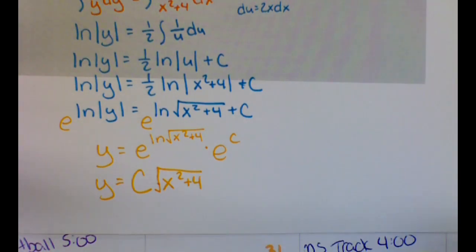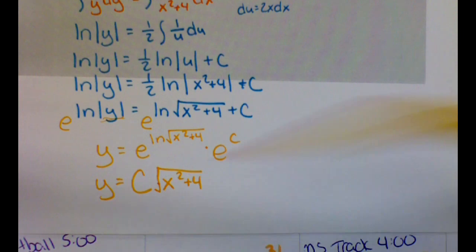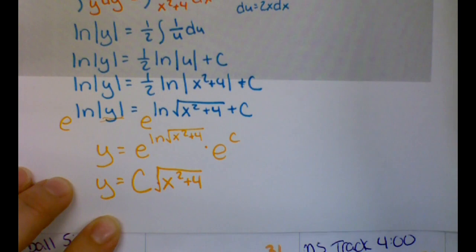Now the question might be, why did we drop the absolute value from right here on the y? Well, our c value could be positive or negative, so that really makes that absolute value unimportant because c is going to absorb that positive or negative situation for us.